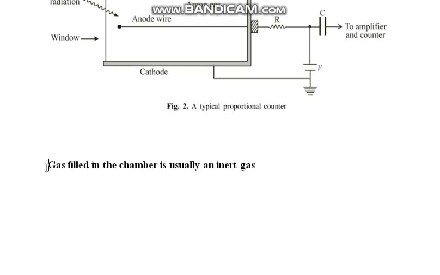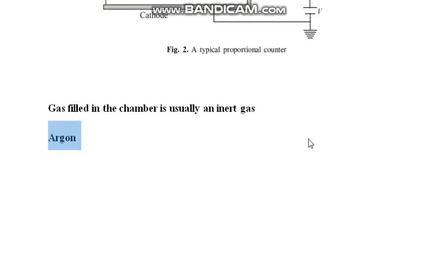Gas filled in the chamber is usually an inert gas because the inert gas doesn't react chemically with the detector components. Amongst the inert gases, argon is usually preferred because of its higher specific ionization. Now let us discuss the working of the detector.